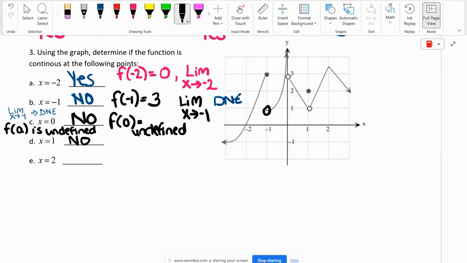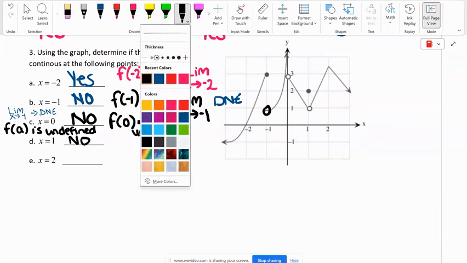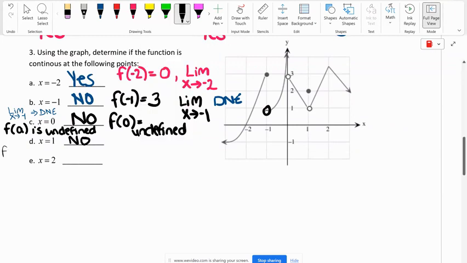Tice? The limit was 1, and f of 1 was 2. Good. So what we would write as the reason is f of a does not equal the limit as x approaches a. Write it in. I should have given more space for us. So we're going to say f of a does not equal the limit as x approaches a. That's our reasoning.